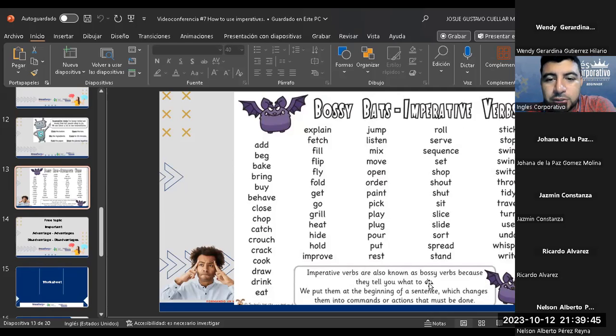Imperative verbs are also known as bossy verbs because they tell you what to do. We put them at the beginning of a sentence, which changes them into commands or actions that must be done. Dice que nosotros normalmente las ubicamos al inicio de una oración, la cual las cambia hacia órdenes o acciones que debemos de hacer. Ok, escríbame acá en el chat un imperative o una orden que les puede dar su jefe.